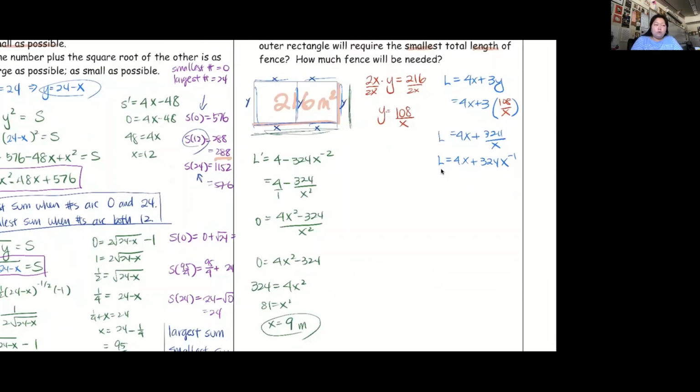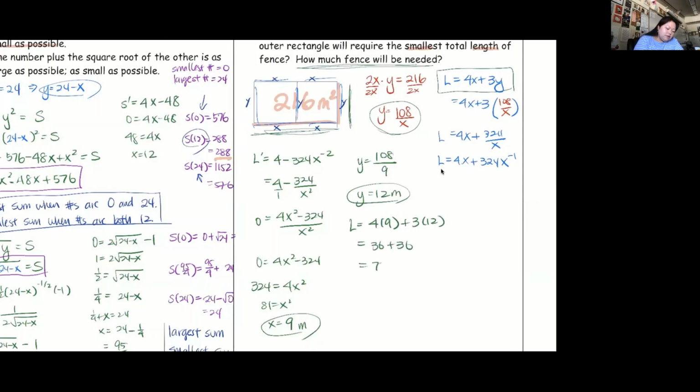Well, I got my X, so what is my Y? I'm going to go back to using this. So Y equals 108 over 9. Y equals 12. So there's my dimension. But also, I need to figure out this last question. How much fence will be needed? So now that I have my X and Y, I can go back to the original one if I want to, or I can just plug in X. It's up to you. So my total fence that I need is 4 times 9 plus 3 times 12. So that gives me 36 plus 36, that's 72 meters.